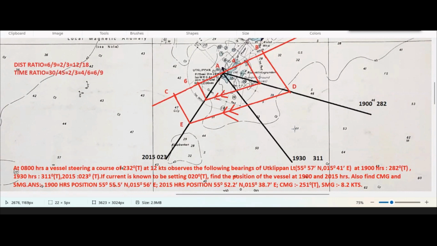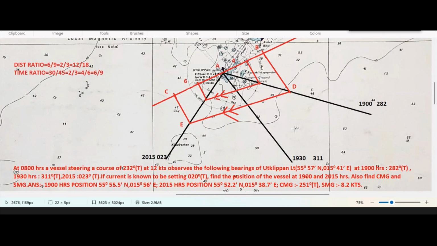Sir, if in this question it had been 1900 to 1945 and 1945 to 2015, then we would have marked 6 miles for the arc AB. If 1900 to 1945 means 45 minutes, 9 miles, and the next one, 1945 to what did you say? 2015. Then it will be 30 minutes, so this would have been reversed. First would have been 6 miles and next would have been 4.